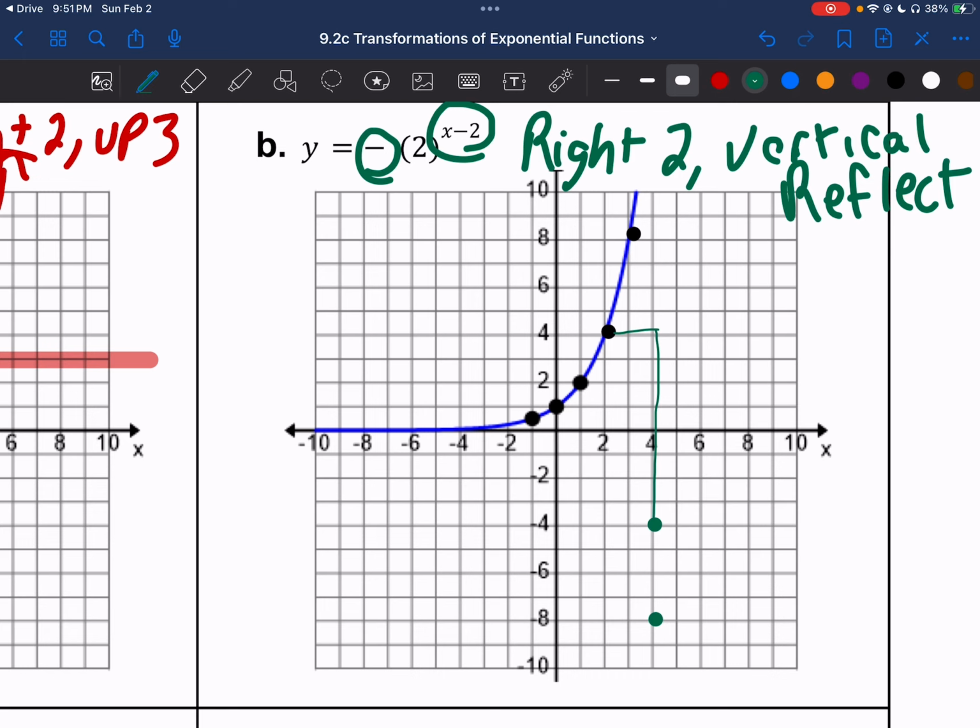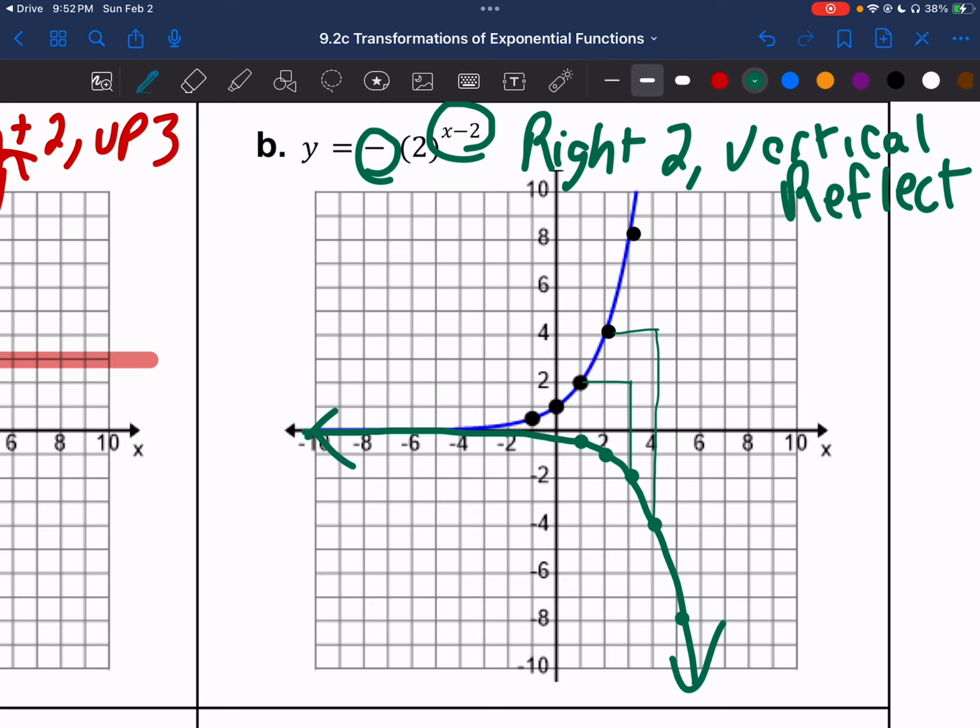Okay. Let's go with this one. We're going to go right 2 and flip to the other side. And so we have a point right there. Right 2, flip to the other side. And am I off completely? My first point that I placed was off. That's why. So it's on that line. There we go.